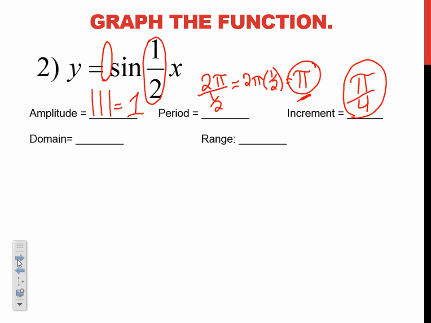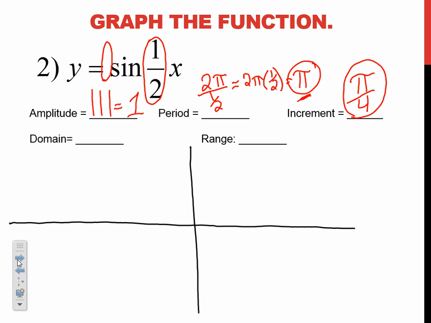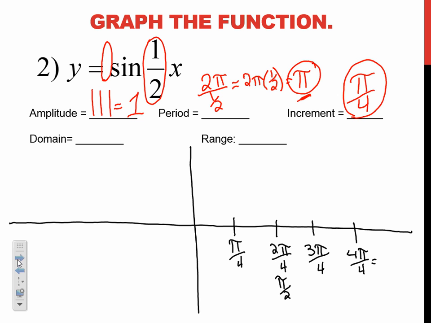So first things first, when we're graphing it, x and y axes have to be drawn in. Once we have that done, we're going to do our increments so we can get up to each period. So we're going to have pi over 4. Next one's going to be 2 pi over 4, which would be the same as pi over 2. Then we're going to have 3 pi over 4, and then 4 pi over 4, which is the same as pi. So we went all the way through.